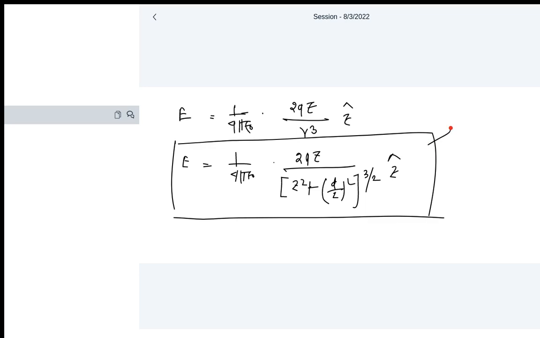So please remember, the electric field for two equal charges, which are at a distance d apart, at a point above the midpoint at a distance Z, is given by 1 upon 4 pi epsilon naught 2qz upon Z square plus d by 2 whole square all to the power 3 by 2, Z cap. Now we use the approximations.